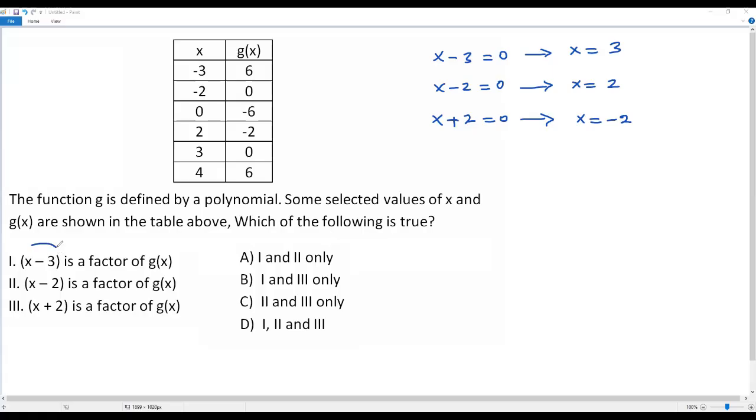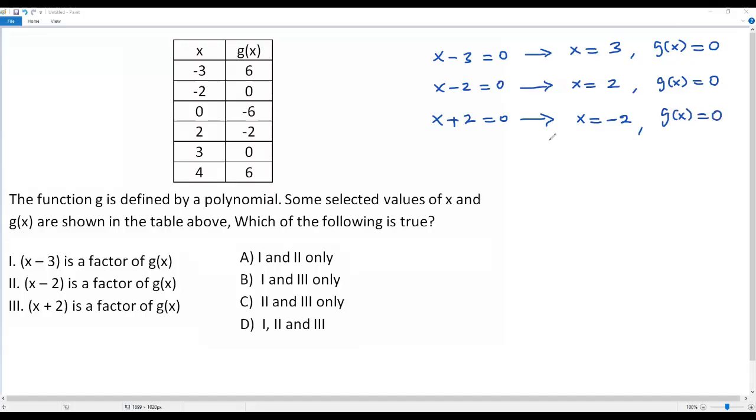Okay, now if x minus 3 is a factor of g of x, then when x equals 3, g of x must be 0. The same reason we have for the second statement as well. That is, if x minus 2 is a factor of g of x, then when x equals 2, g of x must be 0. The third one is also the same. When x plus 2 is a factor of g of x, then when x equals -2, g of x must be 0.